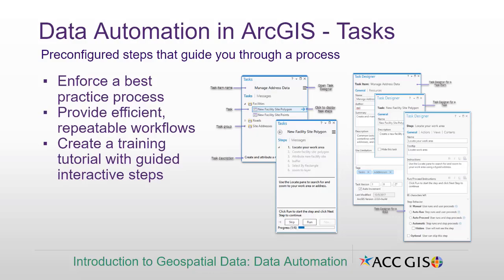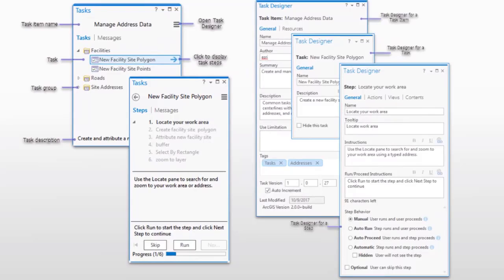And if you look in the middle of your screen, you can see some examples of a task and related steps. In the tasks pane, you can see the manage address data. That's the task item that has task groups, including facilities, roads, and site addresses. And within those groups, you can see individual tasks like new facility site polygon and new facility site points. And if you open one of those tasks, for example, the new facility site polygons, it opens the task with the individual steps that step you through this repeatable workflow.